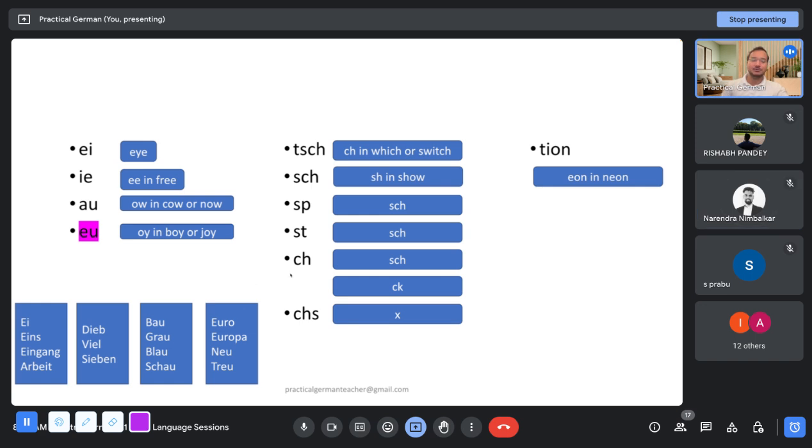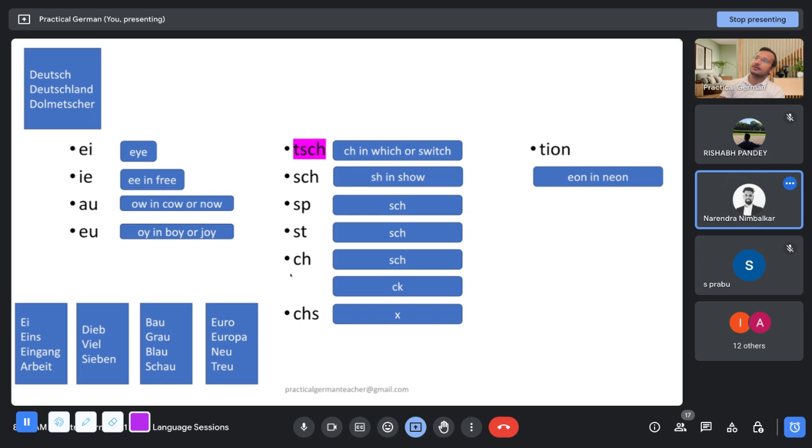Then maybe you can do one more word. Yeah, please, this one. Try to pay attention. Maybe you already know this. So it's t, e, s, es, ha. It's ch, or sch. Sch.